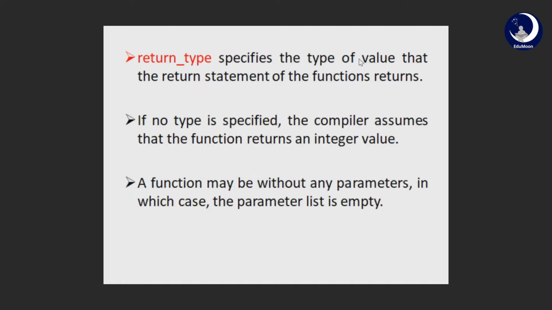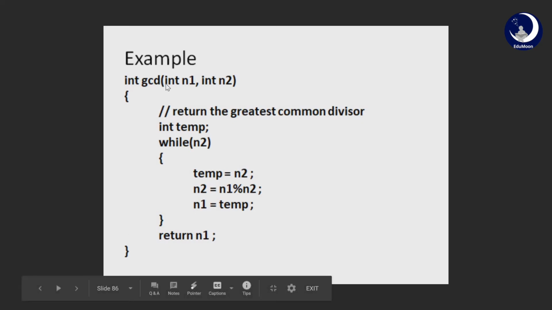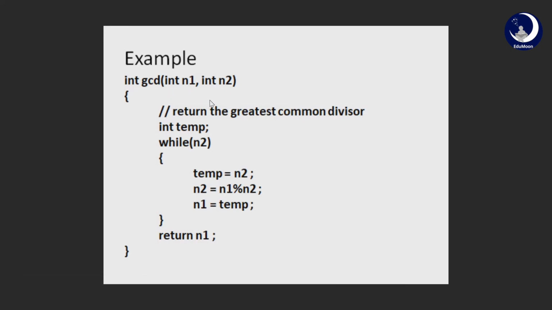The return type specifies the type of the value that the return statement of the function returns. If no type is specified, the compiler assumes that the function returns an integer value. A function may be without any parameters, in which case the parameter list is empty. Now this is the example for calculating the greatest common divisor. So here we have the return type as integer, and the two arguments are int n1 and int n2.